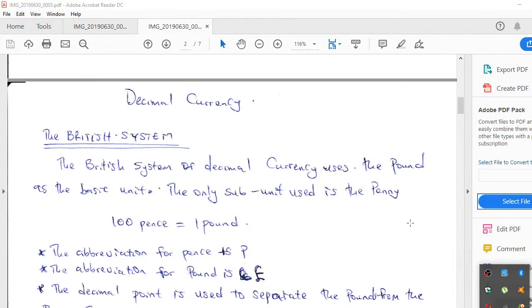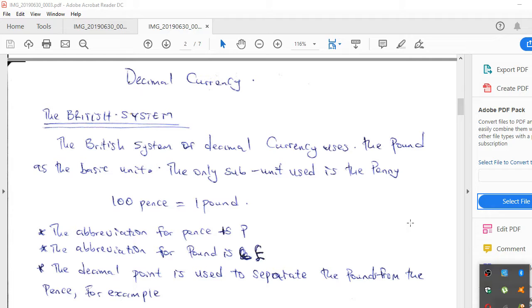Now let's get to this topic. We're talking about decimal currencies, and we're going to be laying emphasis on the British system. The British system of decimal currency uses the pound as its basic unit. So in the UK, they spend the British pound. Pound is what they spend as a currency.